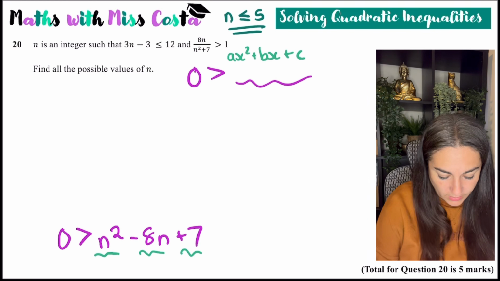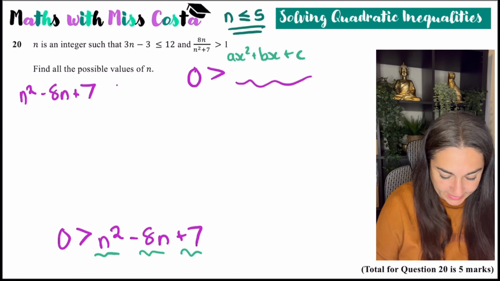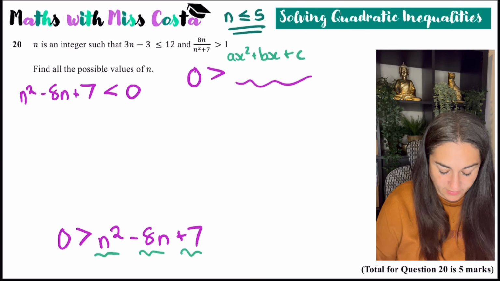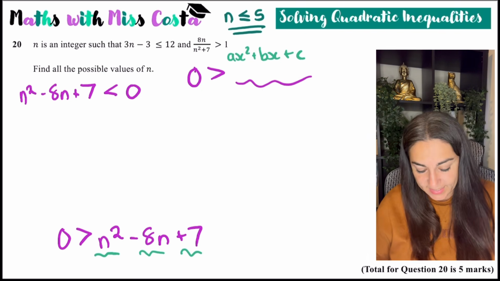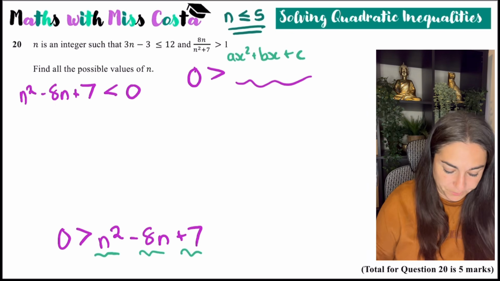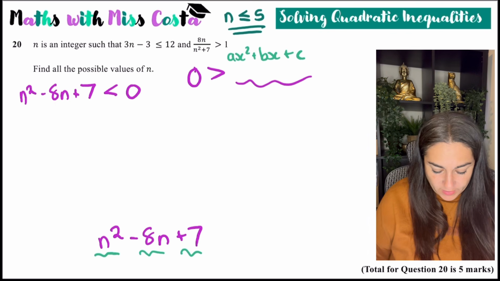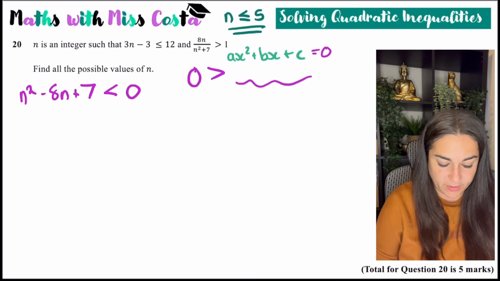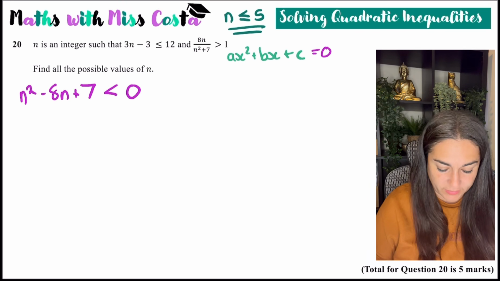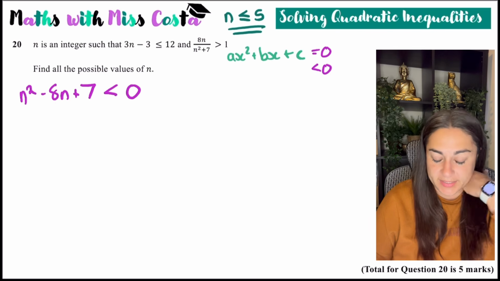So I know that n squared minus 8n plus 7 must be less than 0. I've just switched this sign and moved everything from one side to the other. If 0 is greater than the quadratic, then the quadratic must be less than 0. So let's see what we can do. If it was a normal quadratic, I'd make it equal to 0. This is an inequality, but it's still a quadratic, so I know that it is less than 0. I can still factorize as normal.